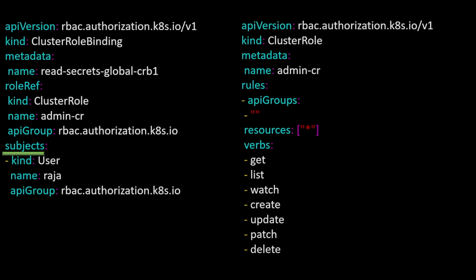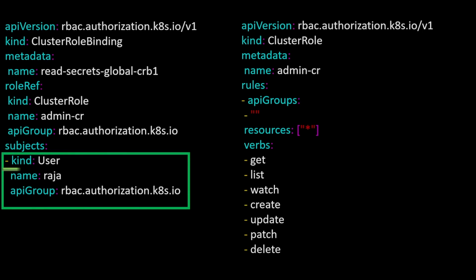Under the subjects section, we again have kind, name and API group. Kind is User, name is Raja and API group is rbac.authorization.k8s.io. Please note that we can define a username, group name and service account. I will cover this point in my upcoming slides.